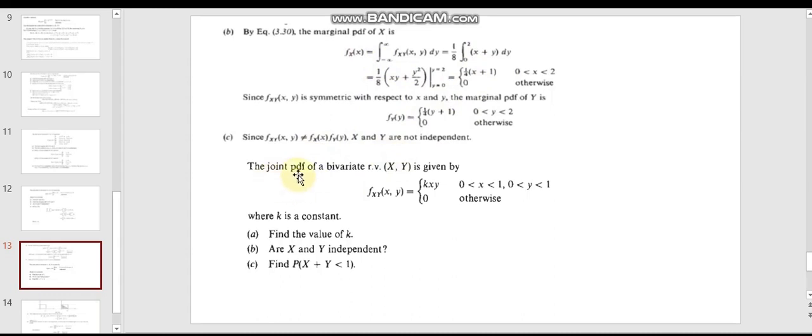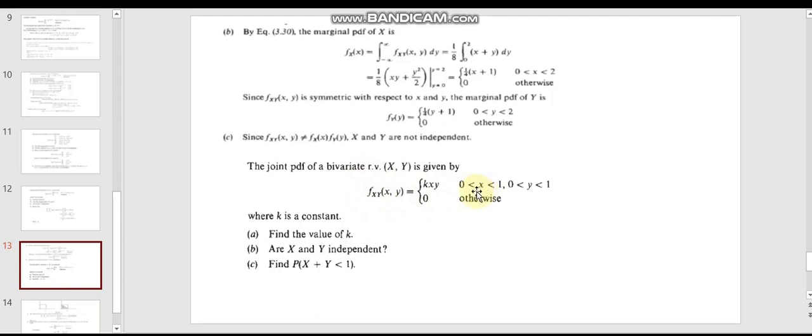Another example: the joint PDF of the bivariate random variable x and y is given as f_XY(x, y) equal to k times x times y when x and y are greater than 0 and less than 1, otherwise it is equal to 0. I have to find the value of k. What I will do is integrate along the x direction from minus infinity to infinity, and along the y direction from minus infinity to infinity. Then it should be equal to 1.